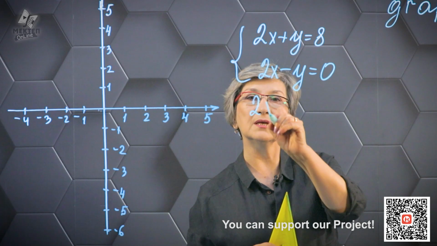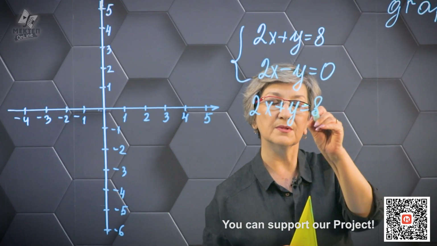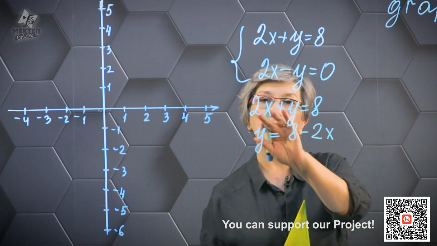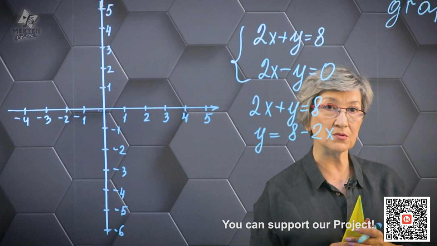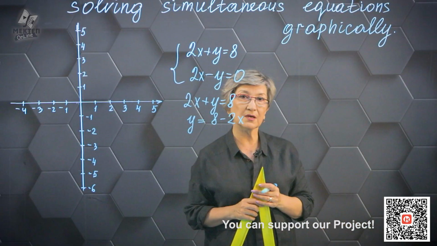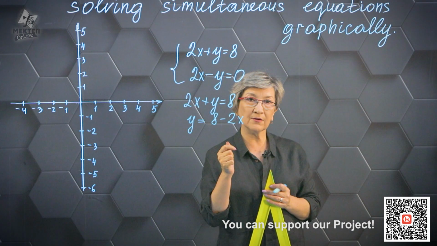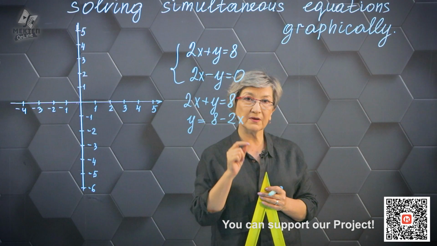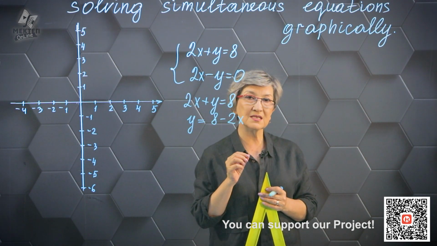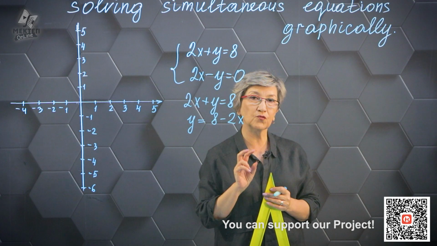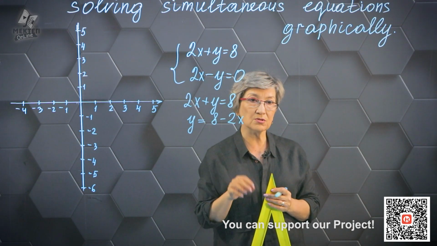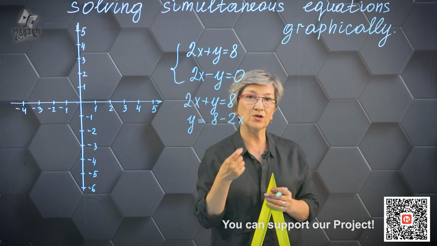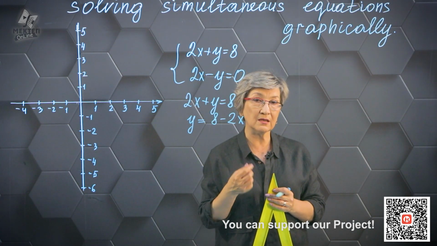First equation, 2x plus y equals 8. From this equation, we can derive that y equals 8 minus 2x. 2x was shifted right with a minus. Now let's graph this function. This function is linear since the variables x and y are both to the first power. Thus, we only need to determine the coordinates of 2 points. These points are set freely. You can choose any value for x and find the corresponding y value.